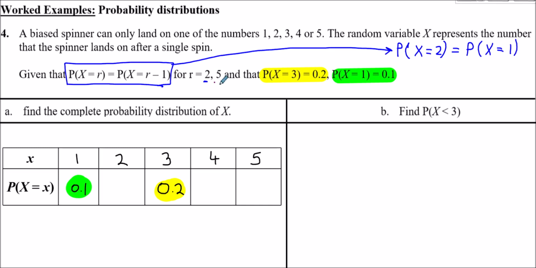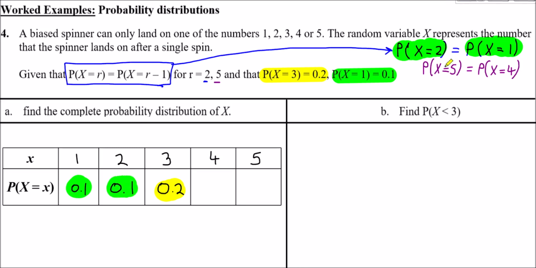Or if r were 5, the probability of it being a 5 is the same as the probability of it landing on a 4. If r is 5, then r minus 1 is 5 minus 1. This is why this one is a 4 as well. So let's now just see what we've got. So we already know that when X equals 1, that's a chance of 0.1. So therefore, the probability of landing on a 2 must be 0.1 as well, because the chance of landing on a 2 is the same as the chance of it landing on a 1. And so we can fill in that this one is 0.1 as well.